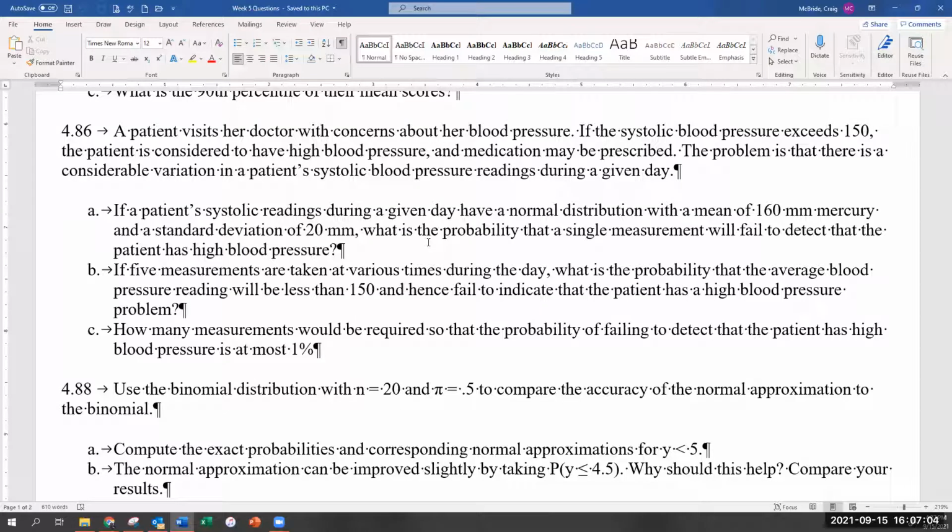And when you have a normal distribution, all that means is you've got more measurements in the middle than you do have out at the end. Because remember, the normal curve is a bell curve.